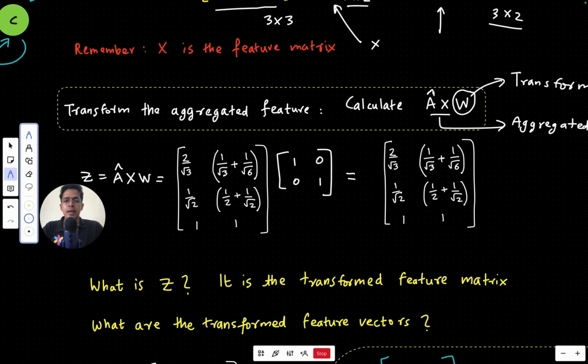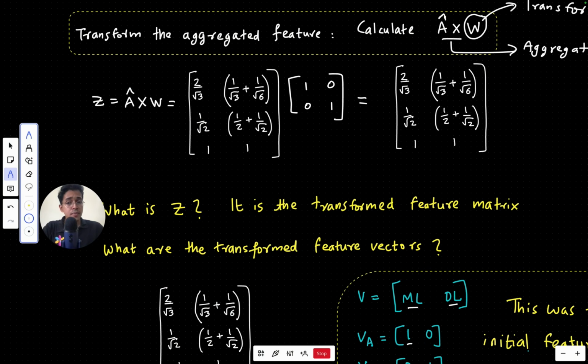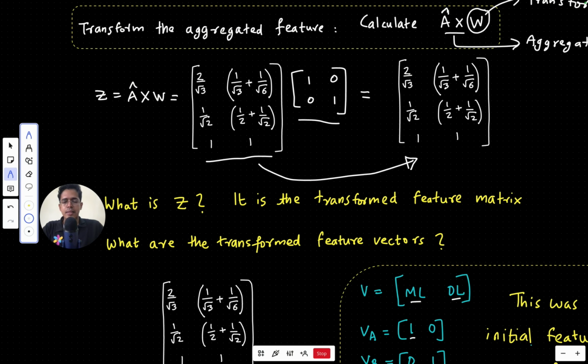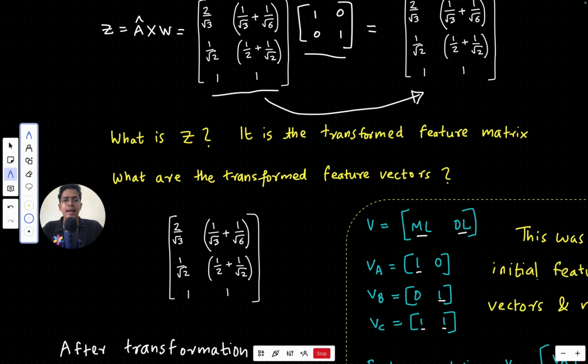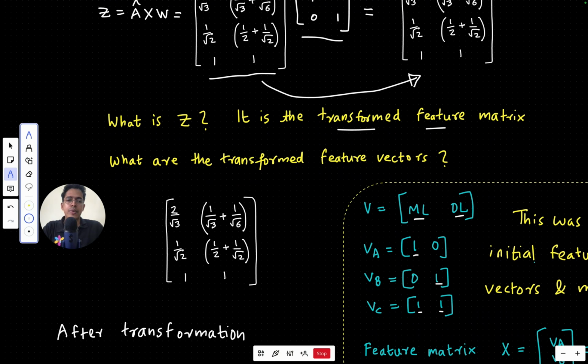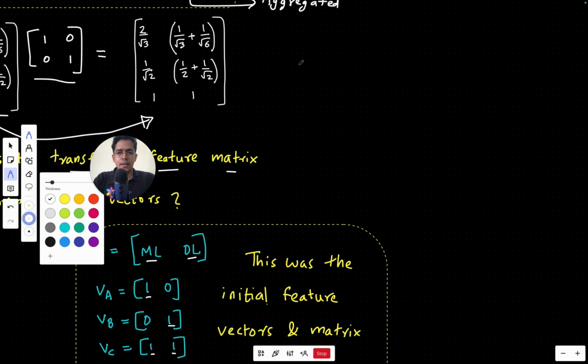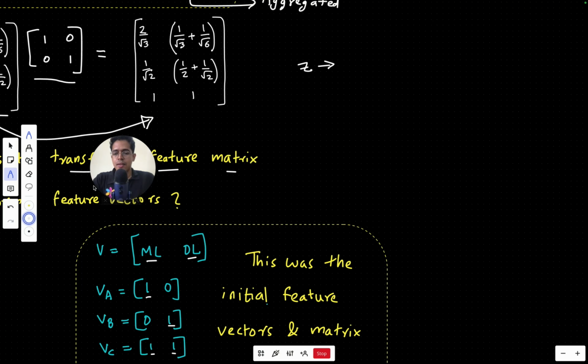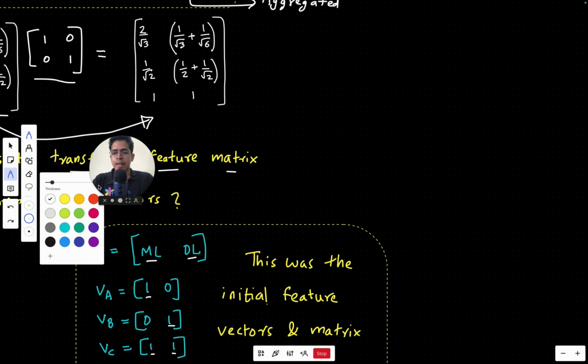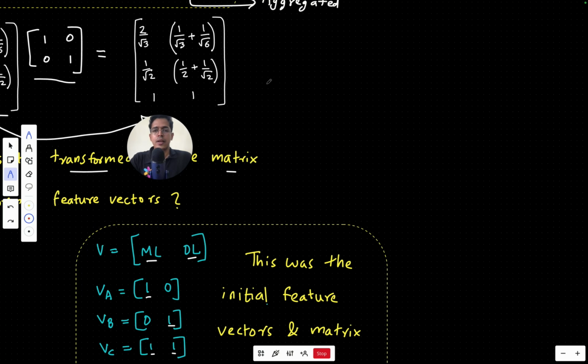Now what we do is we multiply the aggregated matrix with the transformation matrix, which is the identity matrix, and we get this resulting matrix, which is the same as the aggregated one, because if we are multiplying with identity, nothing changes. So this is denoted by Z, and Z is the transformed feature matrix. If I were to write what is Z in one sentence, let me write Z. I'll write the whole thing here because it will give you an idea what all things we did so far. So Z is what?